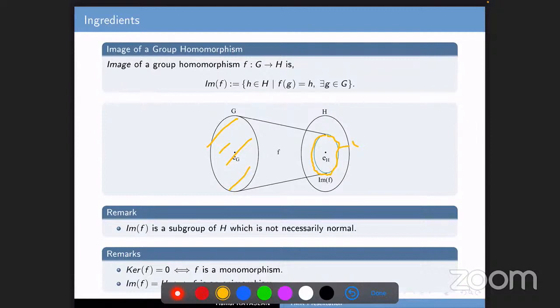And we have two things here. Kernel F being equal to 0 is equivalent to F being a monomorphism. We'll be using this in diagram chasing and all. And the image of F being equal to the whole group H is, of course, equivalent to F being an epimorphism.